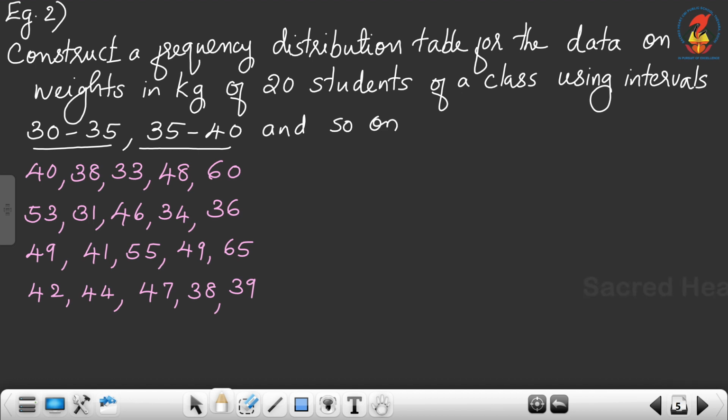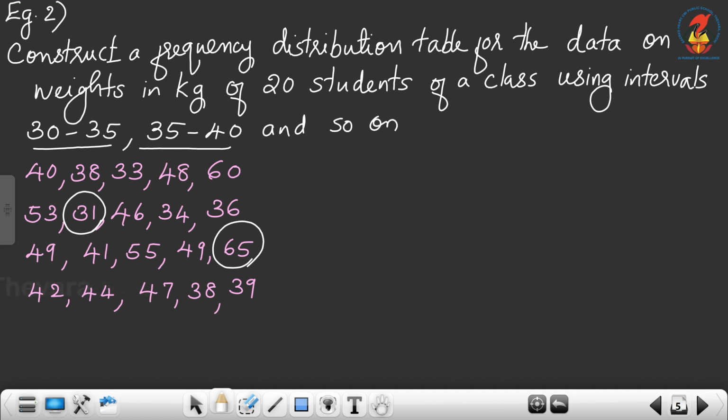So each entry we can call an observation. Out of these observations, the smallest one is 31 and the highest value is 65. So the lowest value is 31, and we can start from 30 onwards.